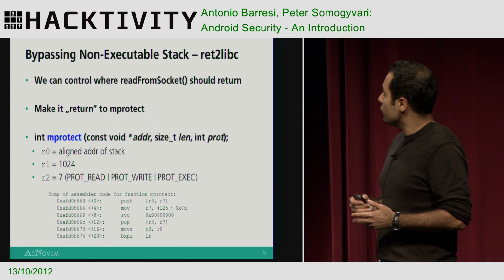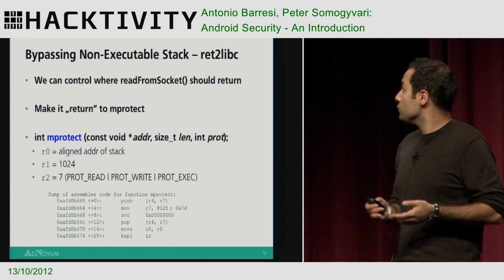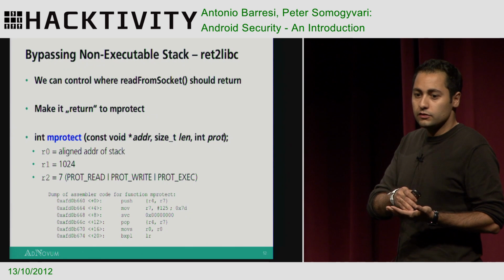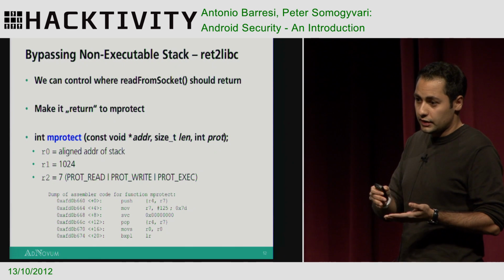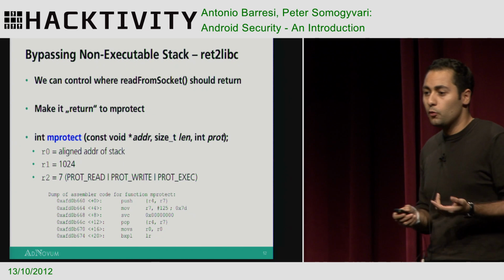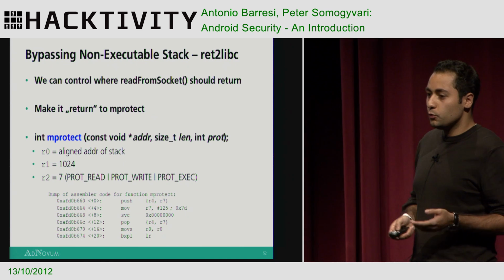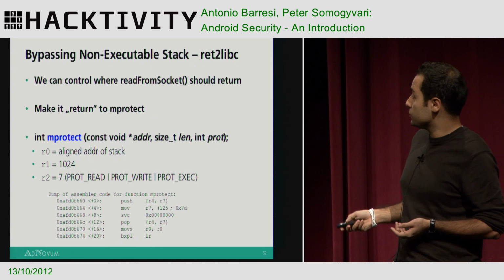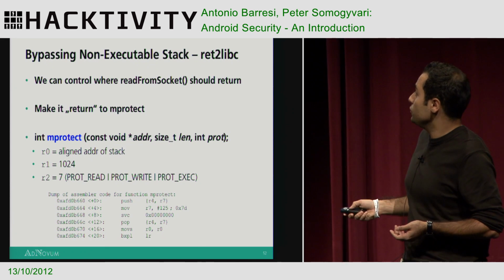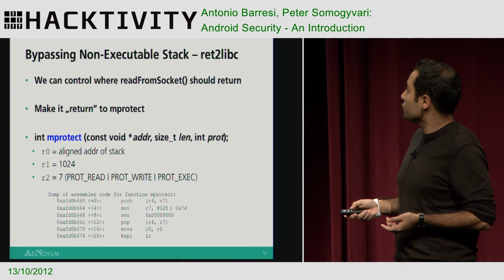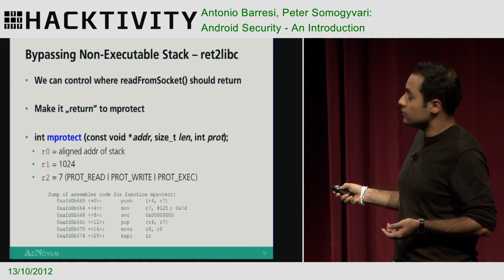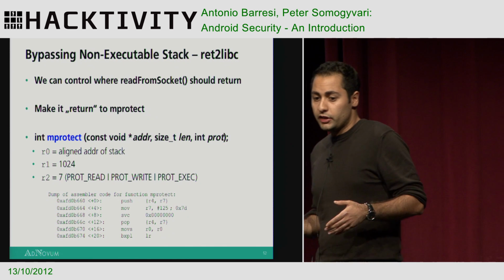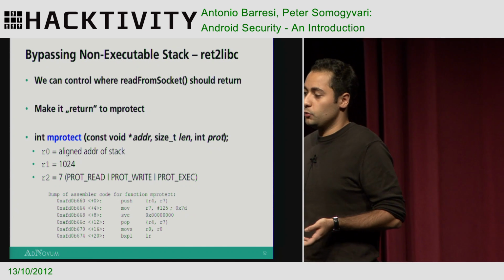But if you want to do it, we have to be a little bit clever, because as we saw before, the calling convention on ARM is that you pass the arguments in registers, not on the stack. So before we can call mprotect, we need to put the right arguments into the appropriate registers. In that case, it's R0, R1, and R2. R0 has to be the aligned address of the stack, then the size, and then the new permissions. And if we manage to do that and call mprotect, after that call, our stack will be executable again.